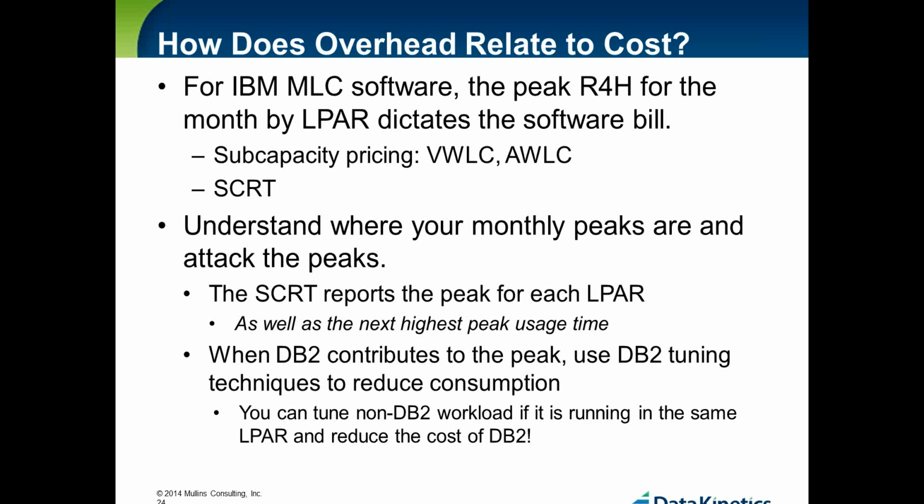Okay, so some tuning techniques. If your R4H is in the batch window, look at your SLAs. Are you meeting your batch SLAs? If you are, and you've got a lot of extra time, maybe you want to reduce the amount of MSUs that are there during those batch processing times, especially if that's where your peak is. So you're still meeting your SLA, you've got a bunch of hours at the end, why not consume them by reducing MSUs in those LPARs? Look at things like commit processing, concurrency and locking, SQL tuning, maybe putting more data into memory.